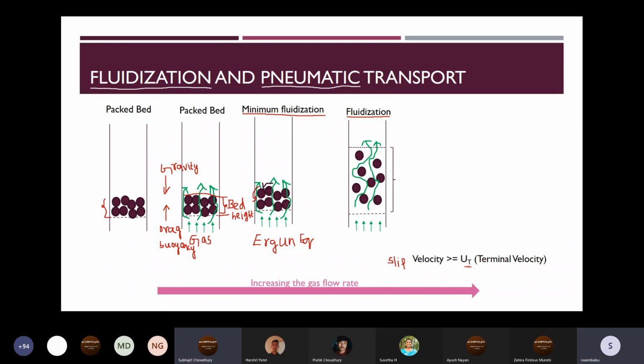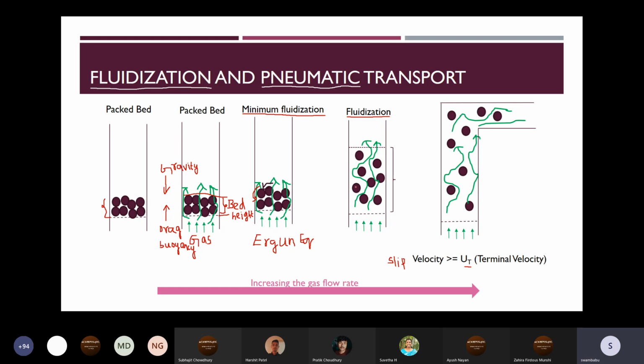Maybe there is some miscommunication, or maybe I pronounced it wrong, I don't know. Maybe I haven't said it like this. Kindly go through, but the clarification is that the velocity at which fluidization takes place is not the terminal velocity. I will explain terminal velocity in a moment.